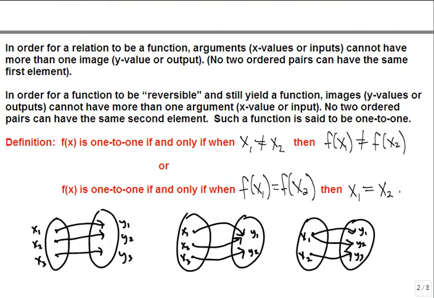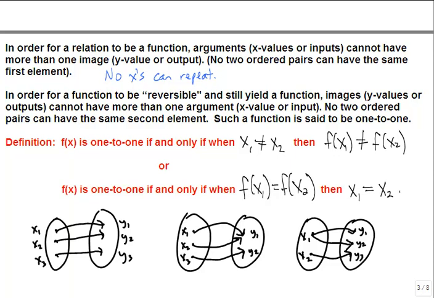Now let's talk a little bit about some vocabulary words. In order for a relation to be a function, the definition of a function is that the arguments, or the x values, or the inputs, whatever you want to call them, cannot have more than one image, or y value, or output. In other words, no two ordered pairs can have the same first element. This is the same as saying that you don't want to have any x's repeat. They have to be unique. We don't want to see those double arrows coming out of the x's, sending those x's to two different y's.